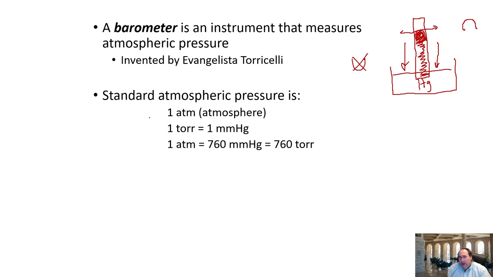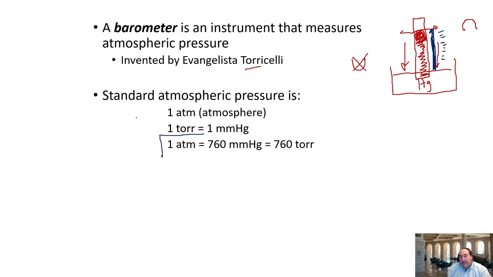Atmospheres are abbreviated atm. One torr, which I'm assuming is named after this guy, is equal to 1 mmHg, a millimeter of mercury. When you would go to this tube, there would be a ruler there, and you would take the reading off the tube of the barometer, sometimes in inches of mercury, sometimes centimeters or millimeters of mercury. That is what mmHg stands for, millimeters of mercury.